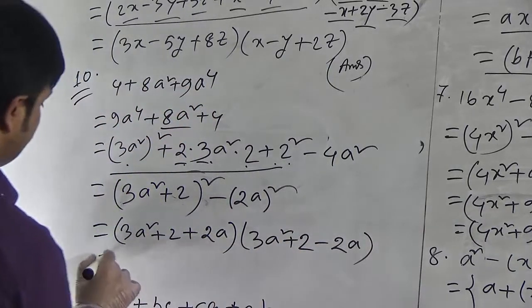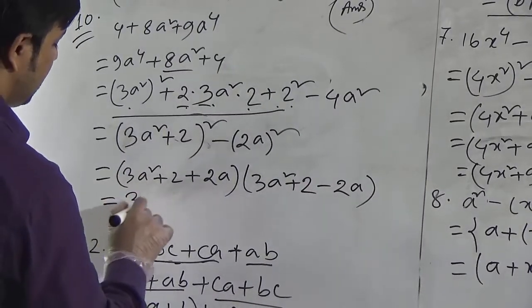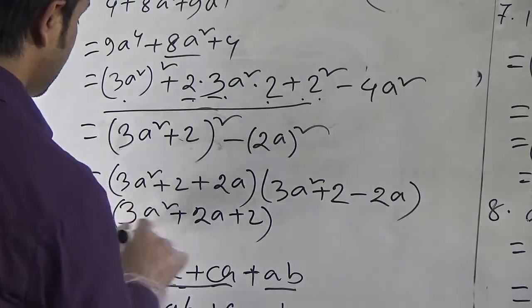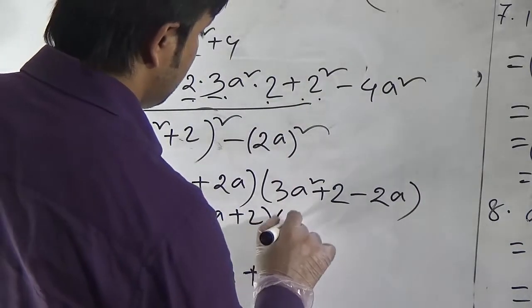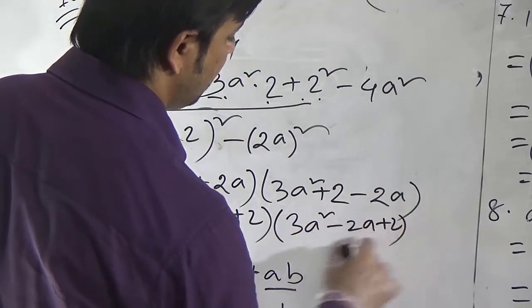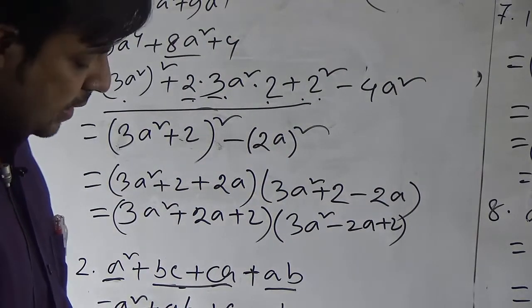Now we can arrange according to the index of the variable here: 3a square plus 2a plus 2, 3a square minus 2a plus 2. This is our required answer for question 10.